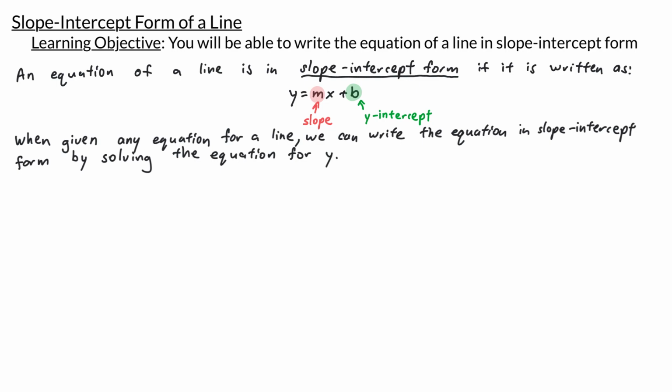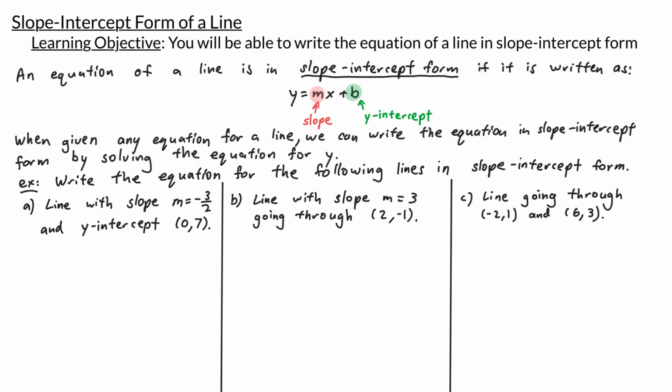Let's now look at some examples of writing equations of lines in slope-intercept form. In example A here, we're looking at a line with slope m equals -3/2 and y-intercept (0, 7). Since we're given both the slope and the y-intercept, writing the equation in slope-intercept form is really easy. It's just a matter of plugging the appropriate values in. We plug in -3/2 for the slope m, and 7 for the y-intercept b. So our equation looks like y equals -3/2 times x plus 7. And that's all we have to do if we're given both the slope and the y-intercept.